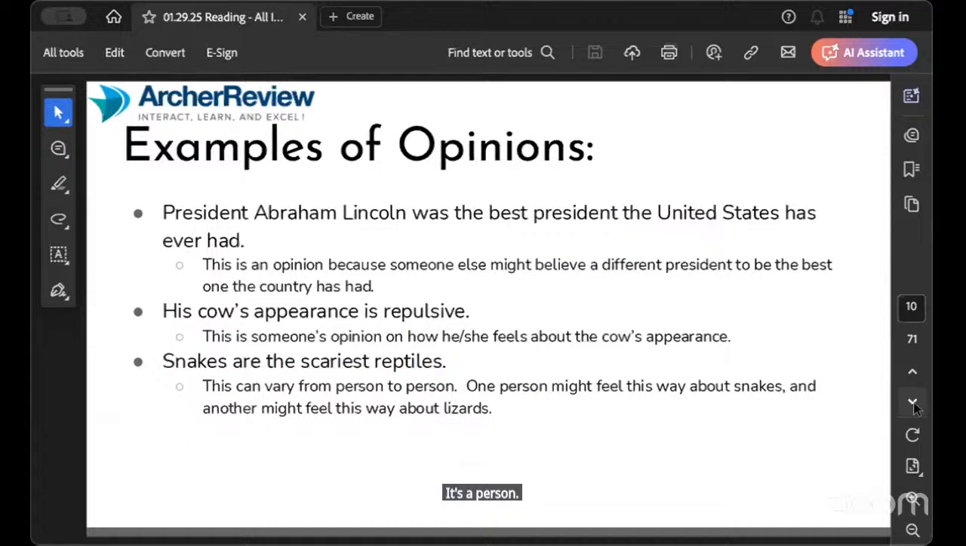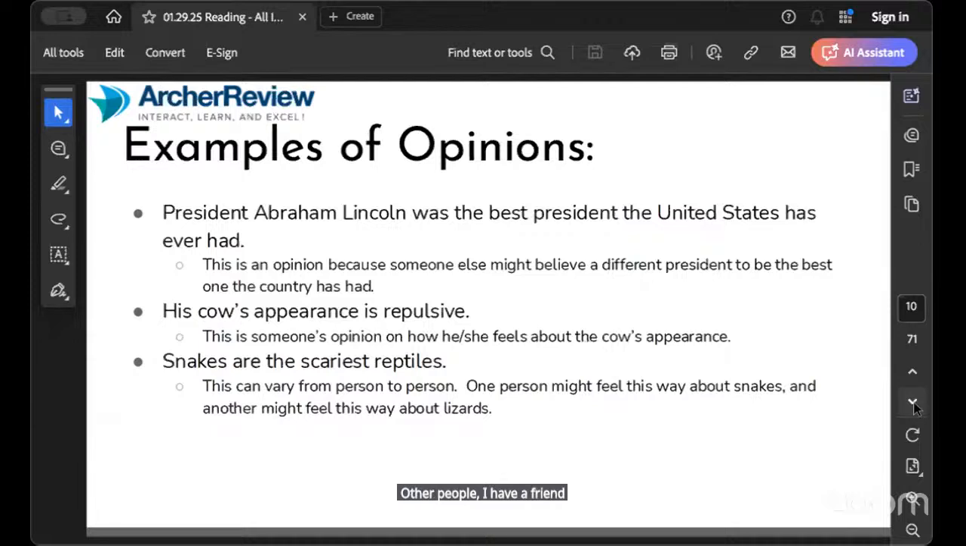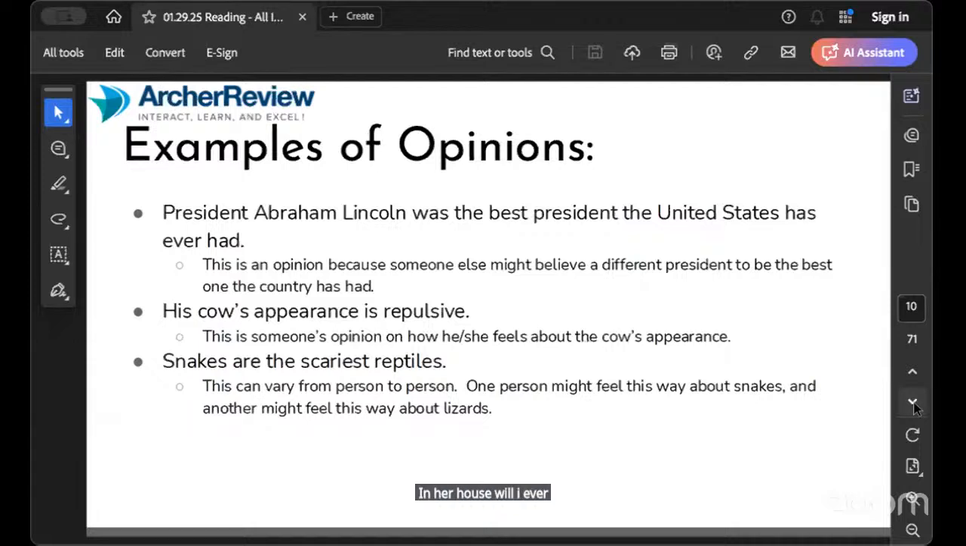Snakes are the scariest reptiles. Well, now, while I might feel that this is fact because I believe it with my whole heart, other people... I have a friend who absolutely loves snakes and has 3 of them in tanks in her house. Will I ever set foot in her house? No, I will not. But she does not think that snakes are the scariest reptiles.